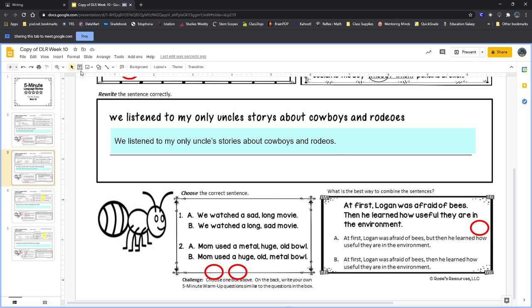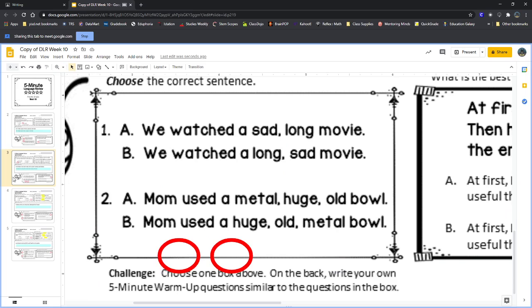Okay. Our next box. We have to choose the correct sentence. We watched a sad, long movie, or we watched a long, sad movie. Who thinks they know what answer choice is correct? Alexa, what do you think?